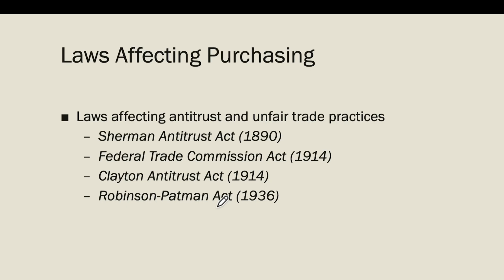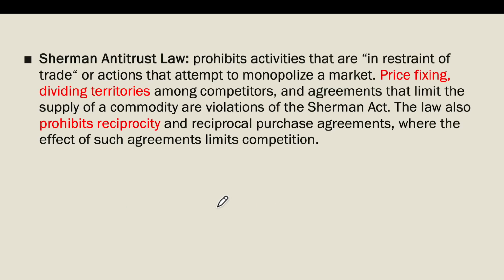Then there are some laws that are related to purchasing and implications of purchasing. Sherman Antitrust Act prohibits activities that are in restraint of trade, or it prevents monopolies. It also prevents actions like price fixing, dividing territories among competitors, and agreements that limit the supply of a commodity. All these topics are subject to Sherman Antitrust law. The law also prohibits reciprocity and reciprocal purchase agreements.